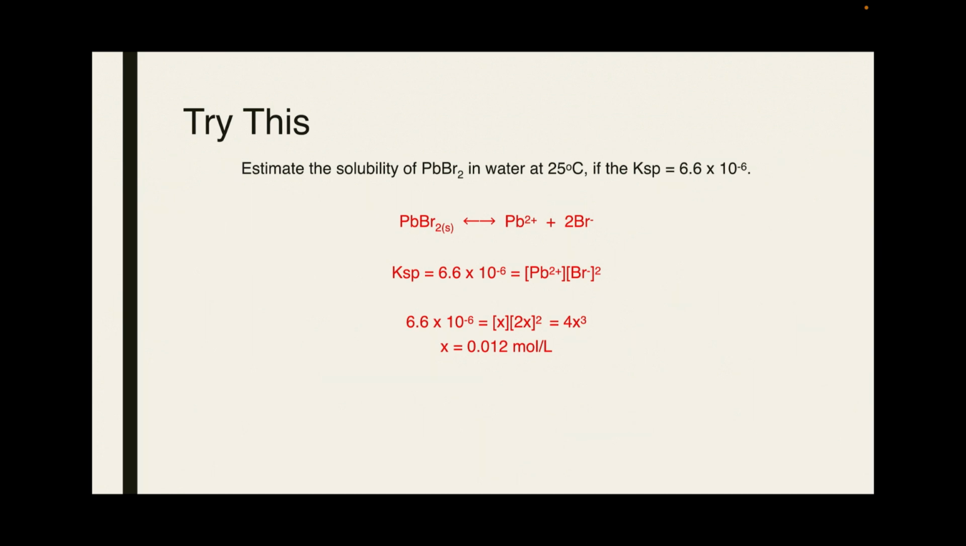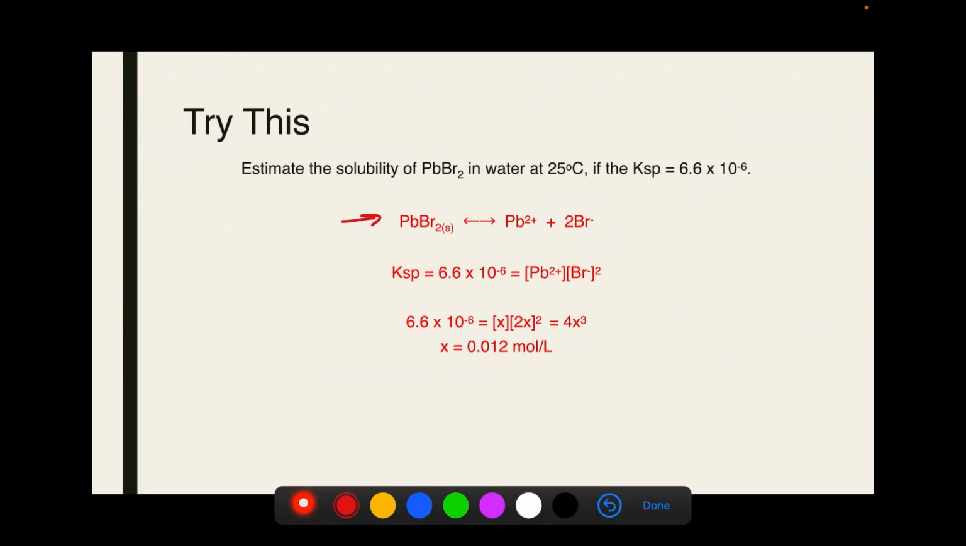Welcome back. Here's what you should have gotten. First, I wrote my dissociation equation. Then I wrote my K expression. In this case, since I called the concentration of Pb2+ X, the concentration of Br- must be 2X, since it's going to be twice that of lead. I then also square that to give me 4X cubed. Solving for X, I get 0.012 moles per liter, meaning that in every liter of water at 25 degrees Celsius, I can dissolve a maximum of 0.012 moles of lead bromide.